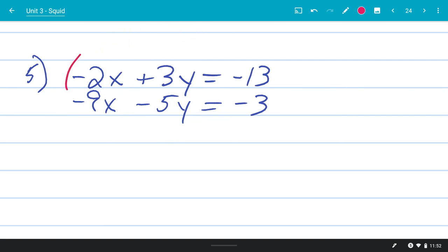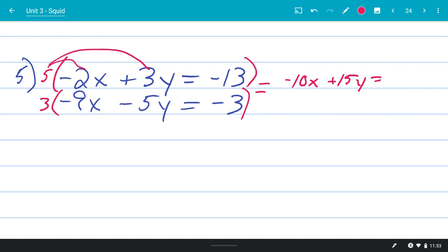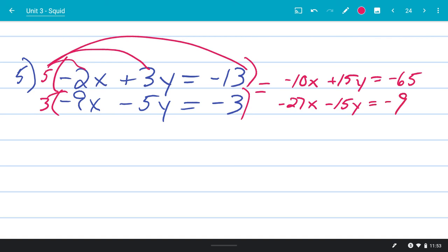So that's why I'm going to take the top one. I'm going to multiply it by 5. And then I'll take the bottom one and I'll multiply it by 3 to get my equivalent equations. So, negative 10x, distributing here, plus 15y equals 5 times 13 is what? Negative 65. Okay. Negative 3 times 9 is 27x minus 15y equals a negative 9.